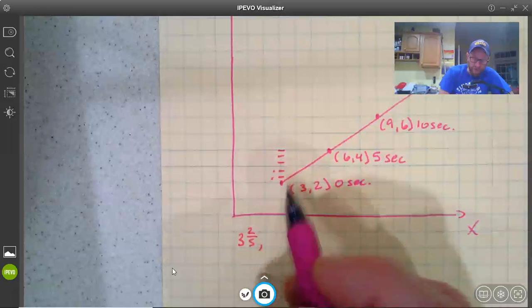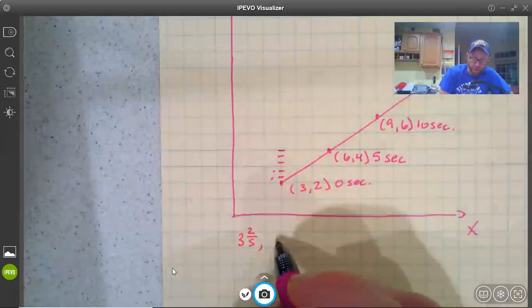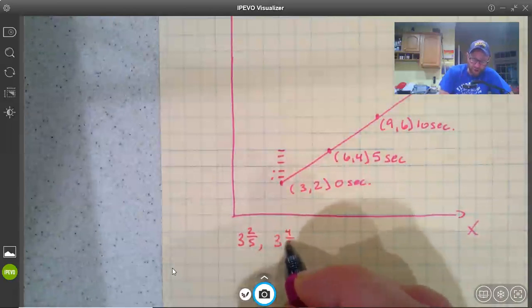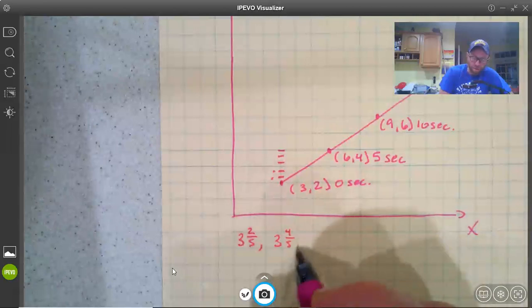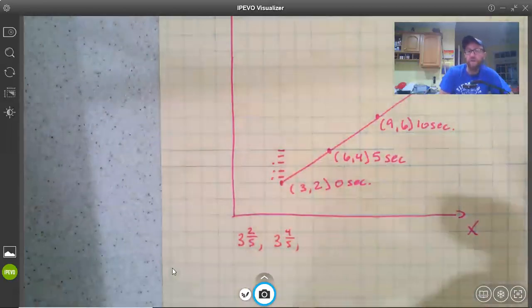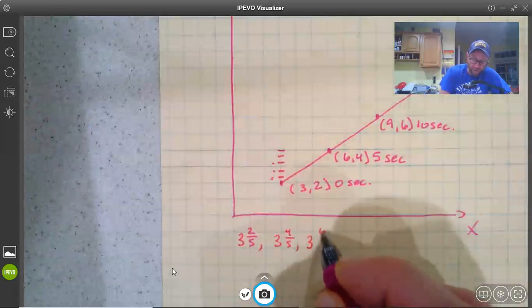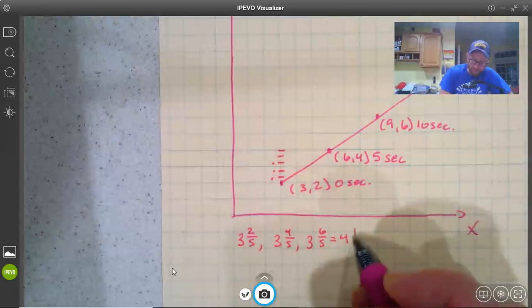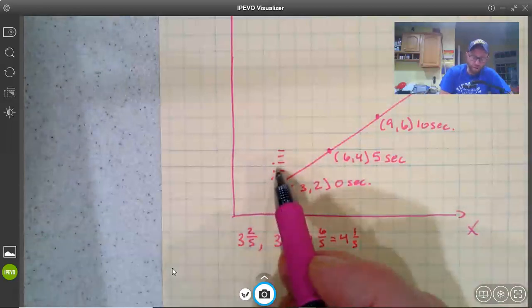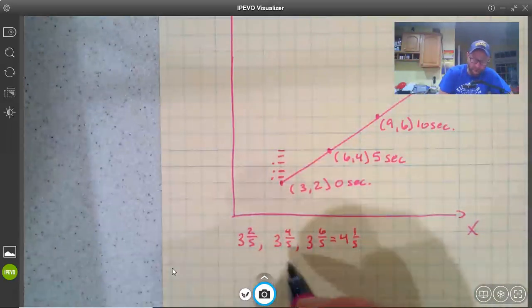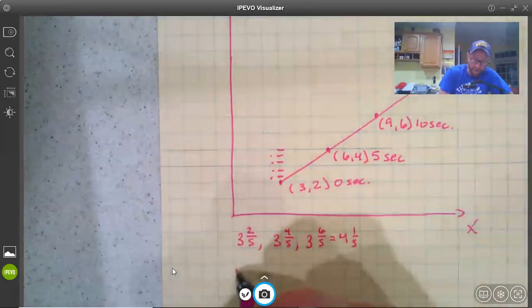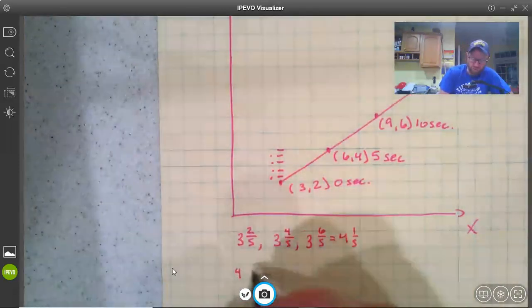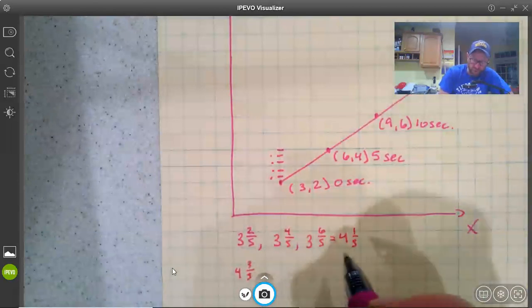Okay. Next is here. It's another second. So that's going to be another 2/5. So that's 3 and 4/5. All right. Then we're up to here. So that's another 2/5. So that's 3 and 6/5, which actually is 4 and 1/5. And notice we've just moved past the 4 mark on the y-axis. Next we'd have up here would be 4 and 1/5 plus 2 additional fifths is 3/5.